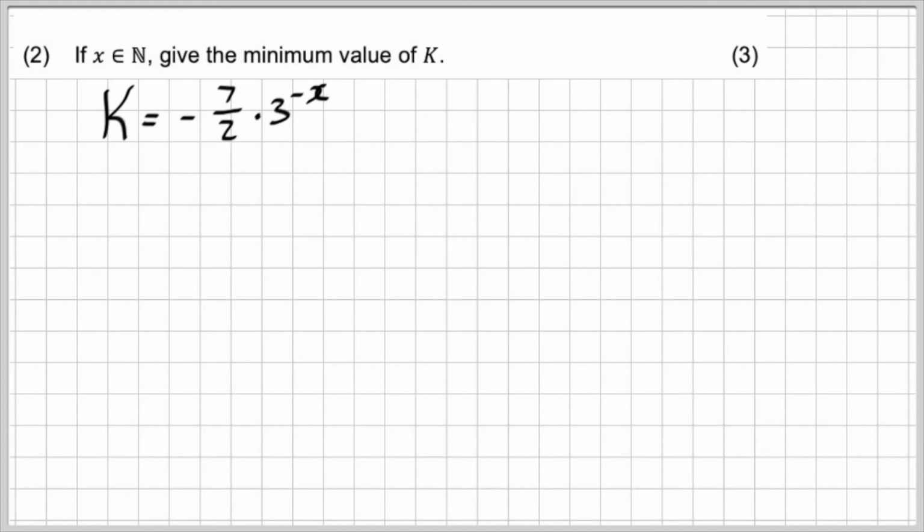But also, remember what this first little restriction means. If x is an element of natural numbers, in other words, if x is either 1, 2, 3, 4, 5, up to infinity, those are my options for x. So how am I now going to get a minimum value for k? Do I even know what k is? I can tell you most of you are looking at this and going, no, I don't really know what it is. But actually you do.